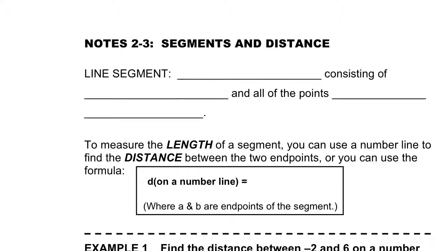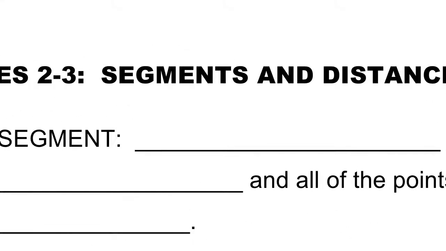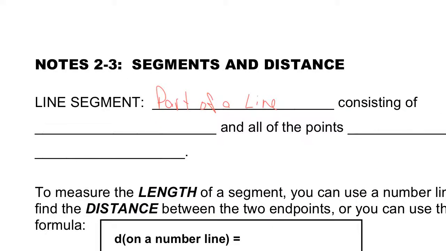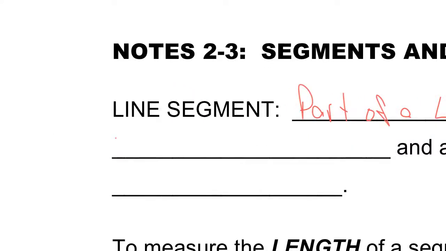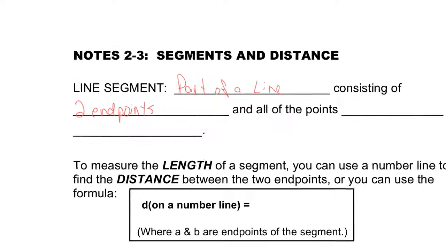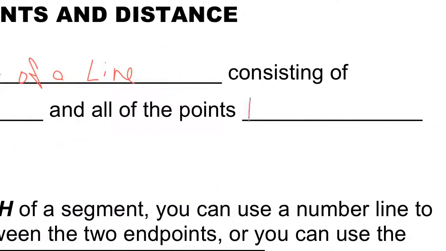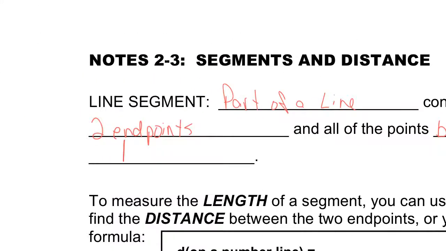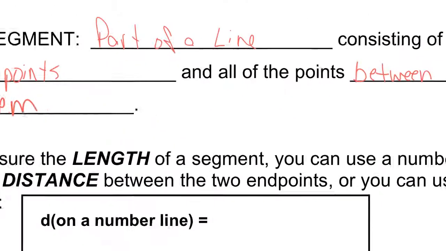But let's remember what a line segment is. A line segment is just a part of a line. Remember, a line goes on infinitely in both directions, but this is just a part of a line. It consists of two endpoints and all of the points between them. So let's just remember that real quick.